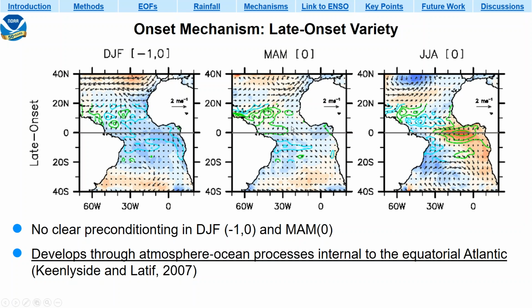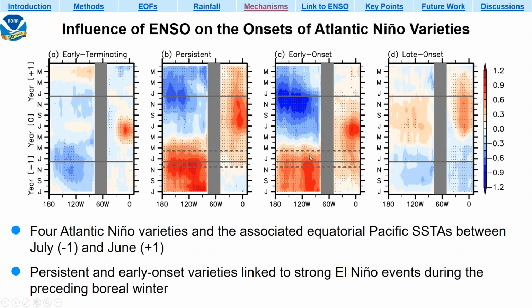So that could initiate this Atlantic Niño pattern. So we think that this is a self-sustained internal oscillation. Okay, let's talk about the impact of ENSO on the onset of this variability.